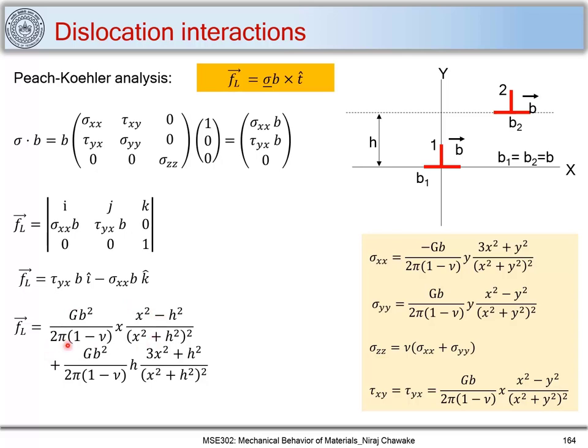You have this term which is tau_yx, and pay attention that here y is h. So we are replacing y with h, and this force is along i, which is nothing but along x direction. So this will be our glide force. Sorry, there is a mistake here. This should be j here, and thus this becomes a climb force.